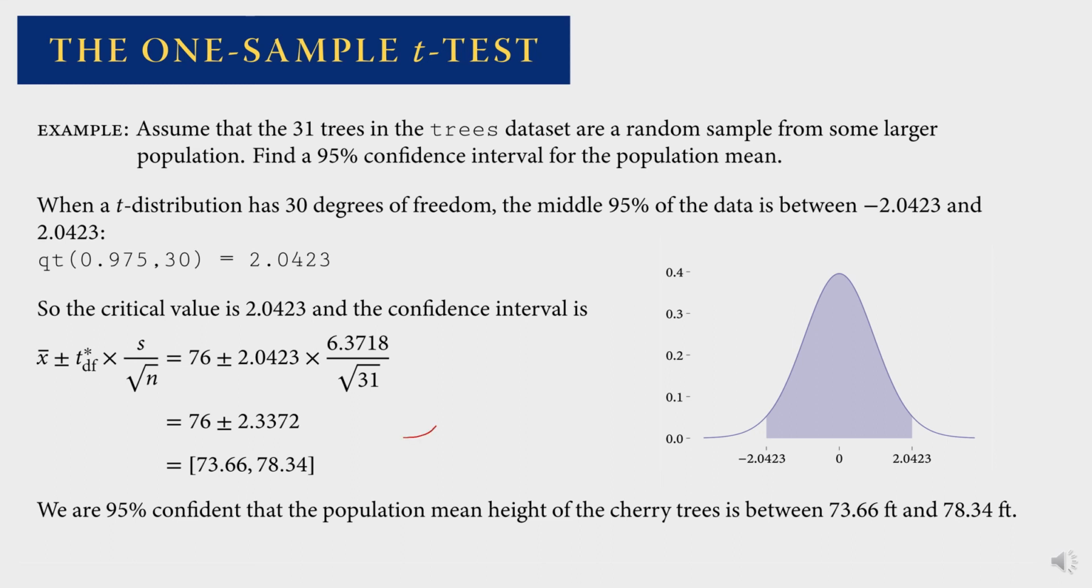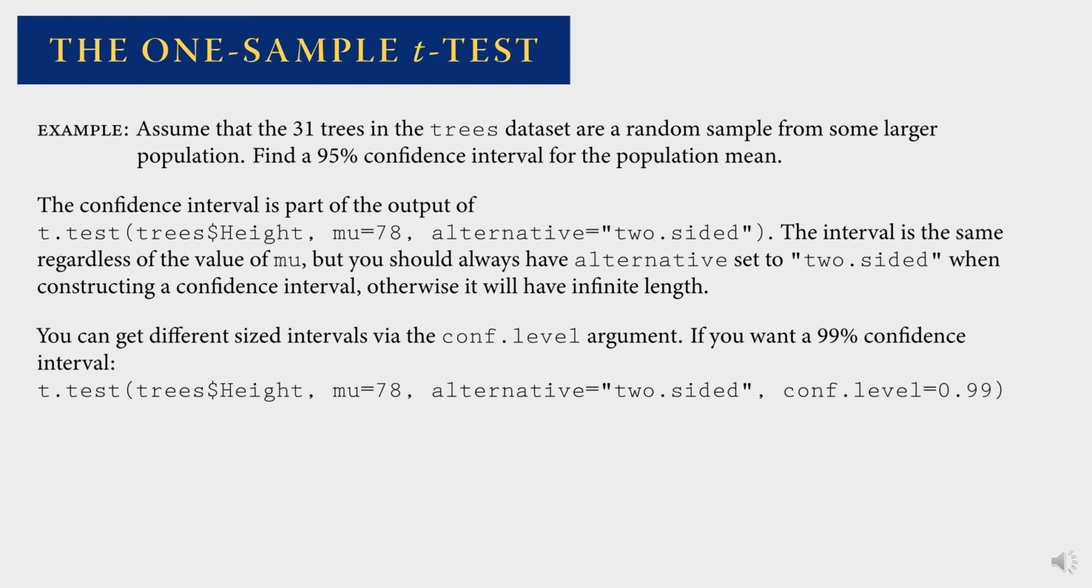If you wanted a 98% interval, your critical value would be the 99th percentile because you would want the middle 98% of the area, which goes from the first percentile to the 99th. You can get this output from R's t.test function, but make sure you're always doing a two-sided test to get a confidence interval.